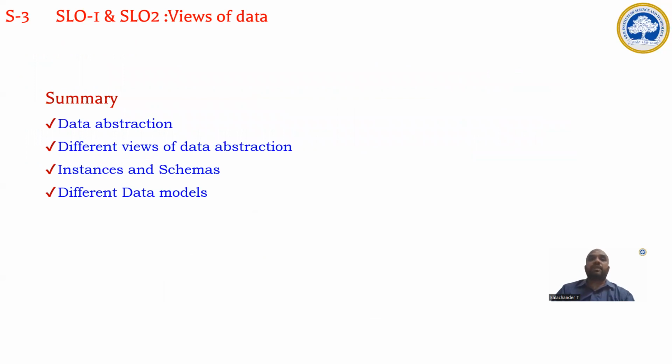To summarize, we have discussed data abstraction at the physical and logical levels, different views of data abstraction, instances and schemas at the physical and logical levels, and different data models like the ER model, relational model, hierarchical model, object-oriented model, and network model.